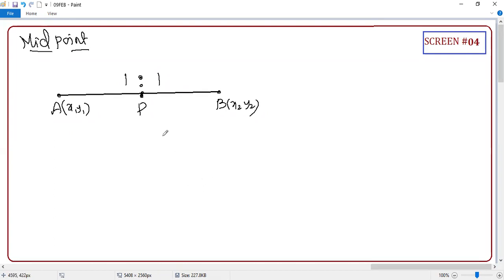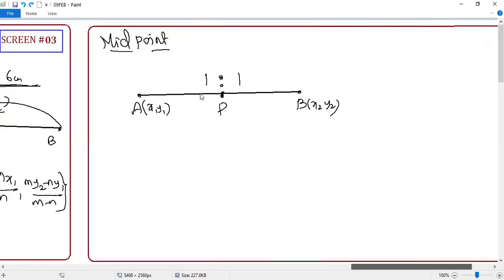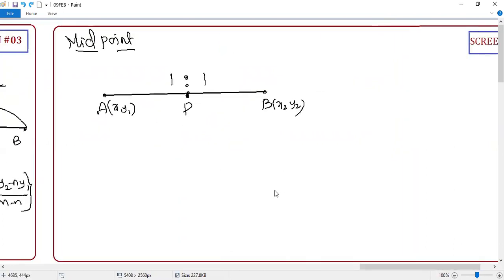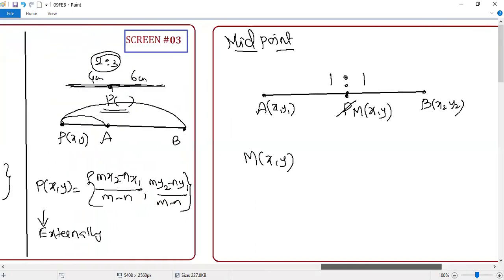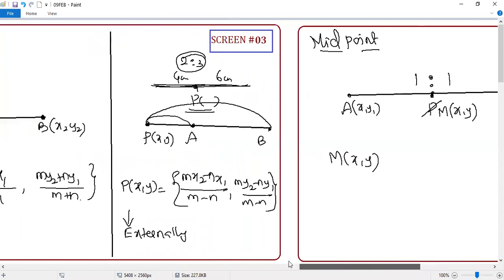So this will happen only when? The point you said, the P, is present internally, and it's placed exactly at the midpoint. So at that time this P is denoted by M of x comma y, that is the midpoint. Anyone can tell me, midpoint means always internally, students. Midpoint means there is no external, correct or not? The moment it is a midpoint, it should be internal only.